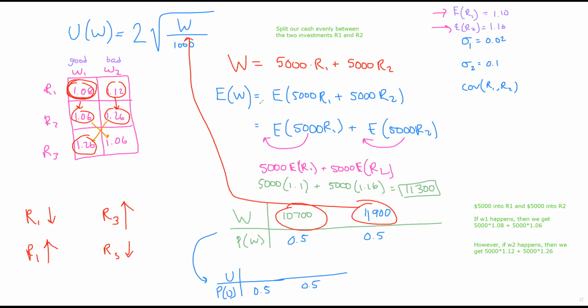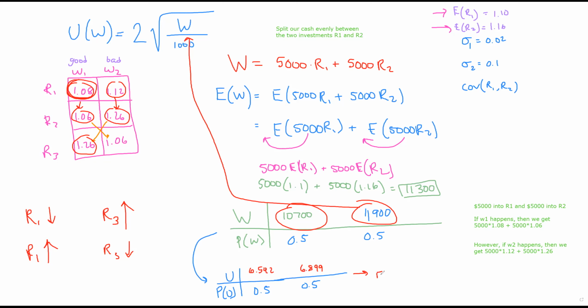So 2 times the square root of 10,700 divided by 1,000 gives me 6.542. And taking the 11,900 and plugging in, 11.900, gives me 6.899.